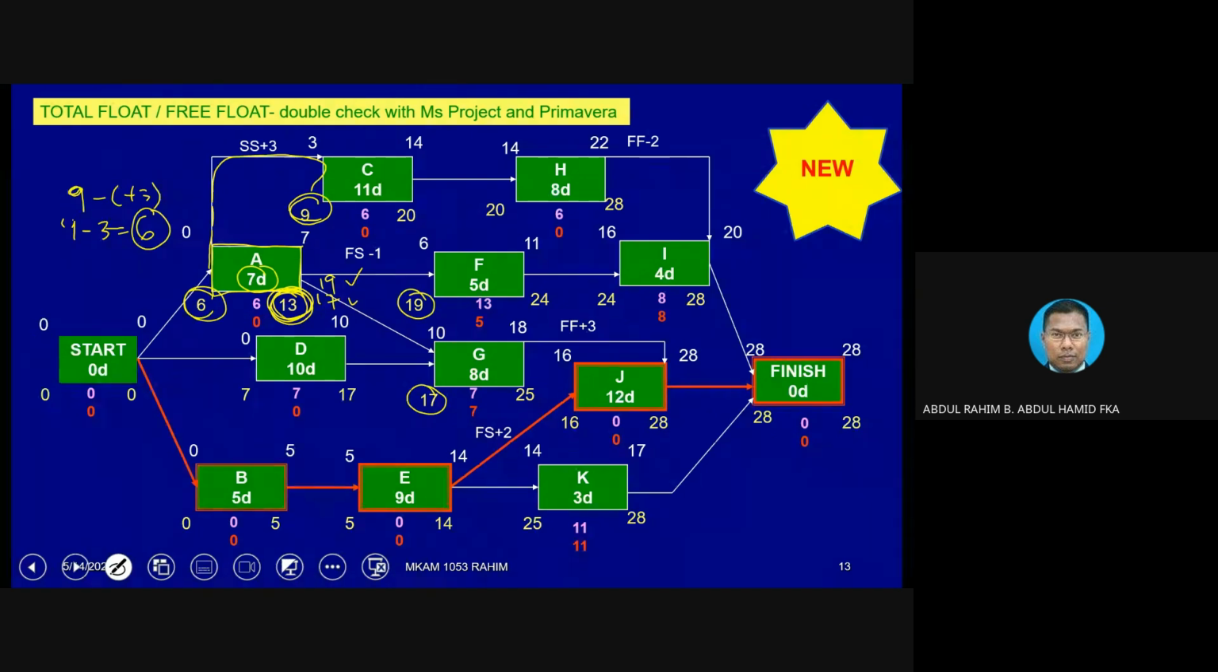Okay, start to start plus 3. So that's why you need to evaluate each of the relationships and then note down the values. And if it is backward pass, we are going to choose the smaller value, which is dominant, coming from this line. So now we get 6 and 13. That's how the value comes from, actually coming from C.